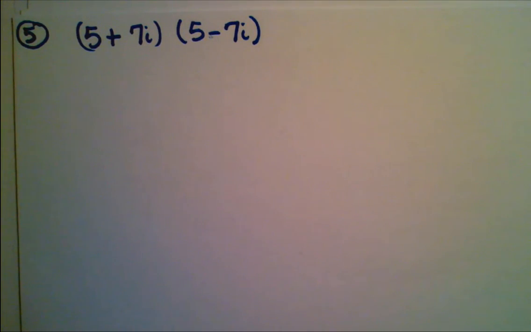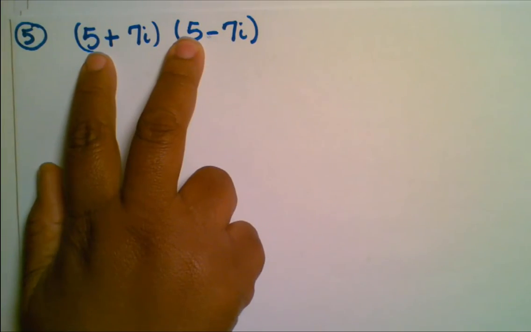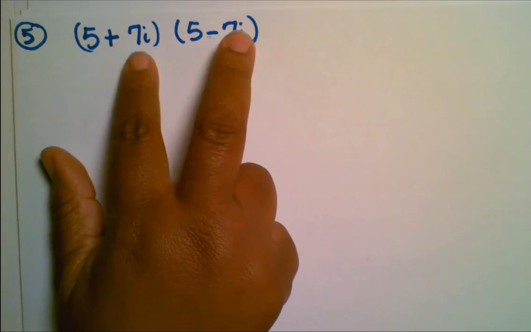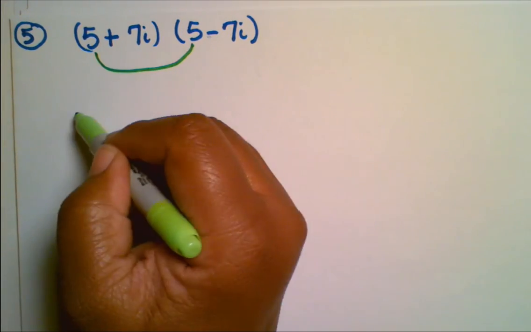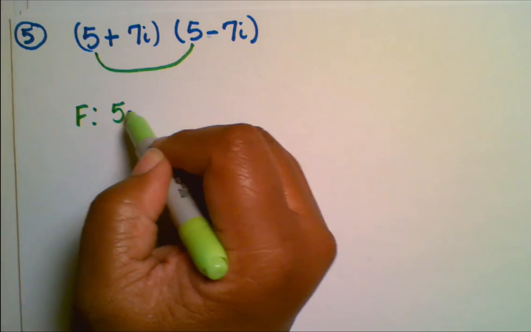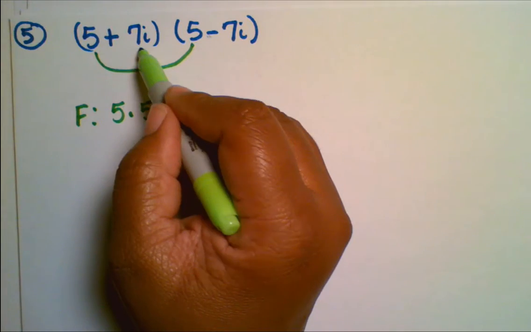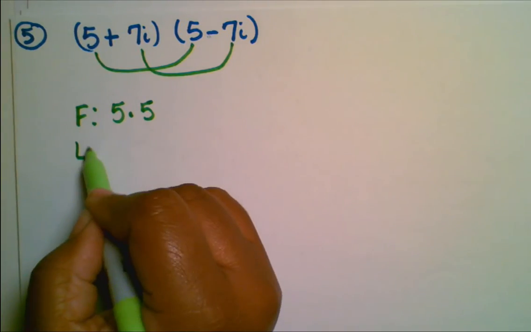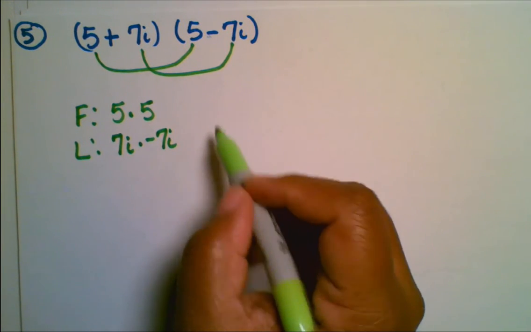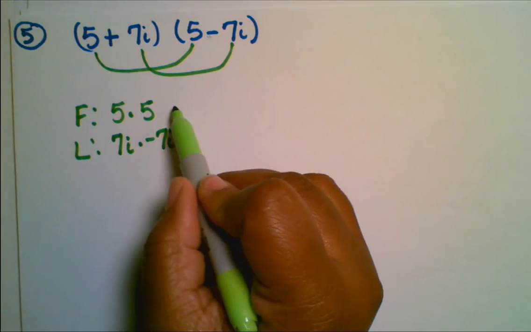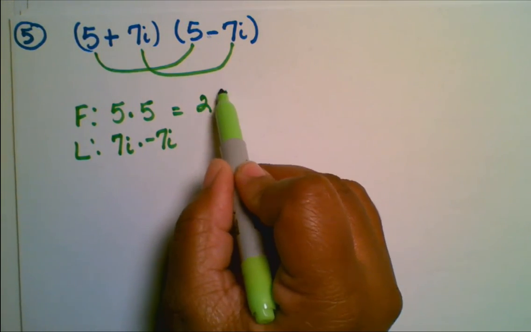So our example here, 5 plus 7i, 5 minus 7i. First terms are the same. Last terms are opposites of each other. I don't need to use the complete FOIL. Multiply the first terms, 5 times 5. Multiply the last terms, 7i times negative 7i. Okay, first term we have what, 5 times 5, that's 25.